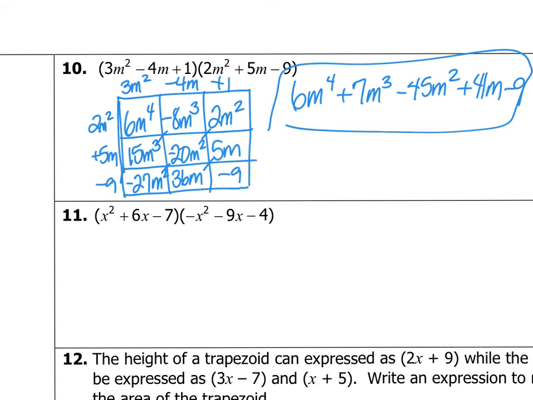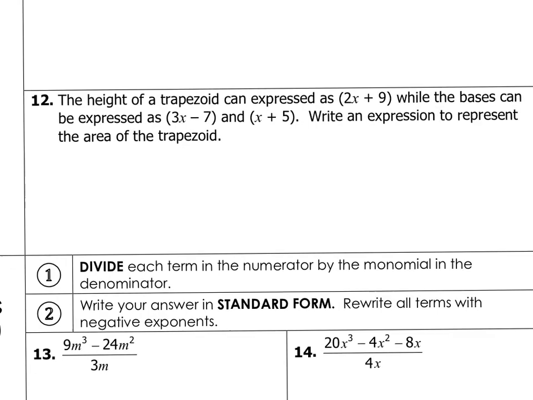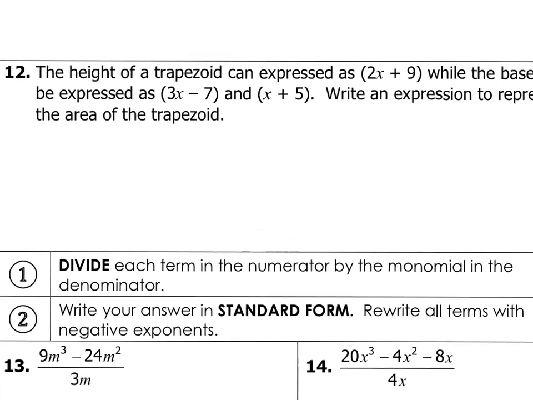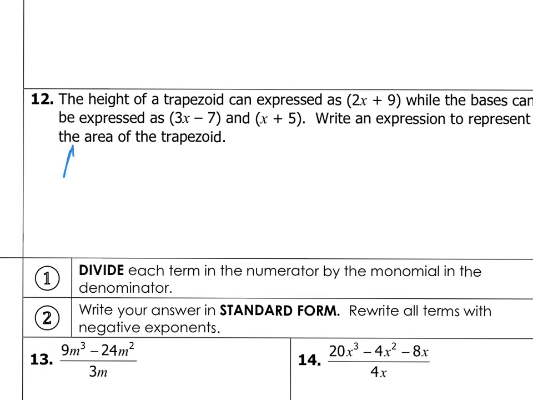Okay, number 11 is going to be an awful lot like number 10, so I'm going to have you guys do that on your own, and I'm going to look at number 12, which is the word problem. And I know word problems always strike fear into the hearts of students, but you guys can do this. So, the height of a trapezoid can be expressed as 2x plus 9, while the bases can be expressed as 3x minus 7 and x plus 5. And they want us to write something that represents the area. So they basically want us to multiply it all out. And we're going to put our answer in standard form.